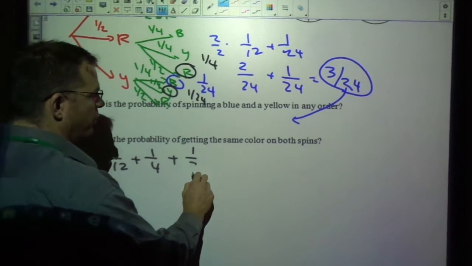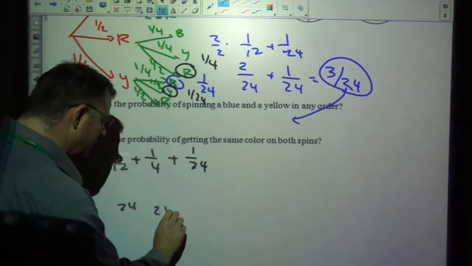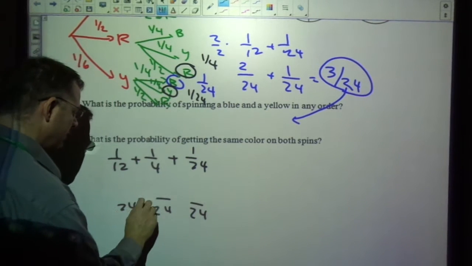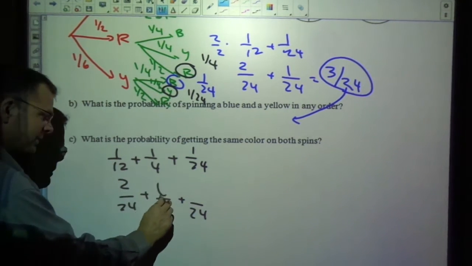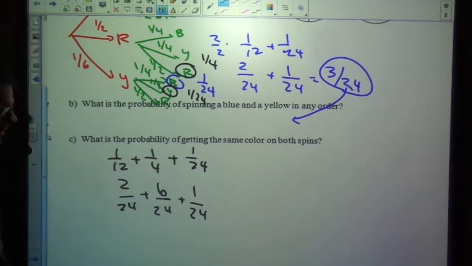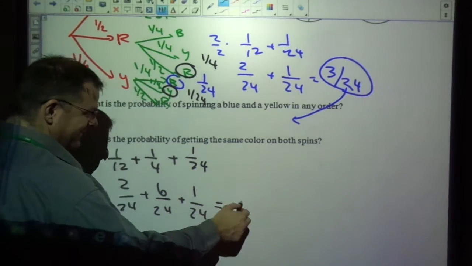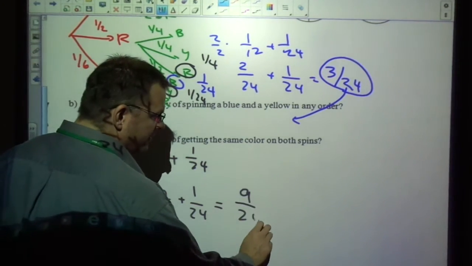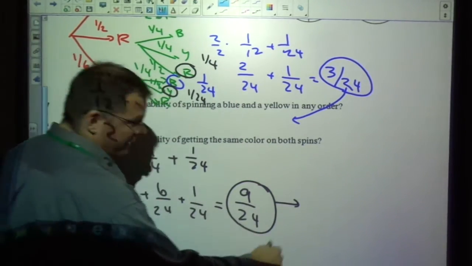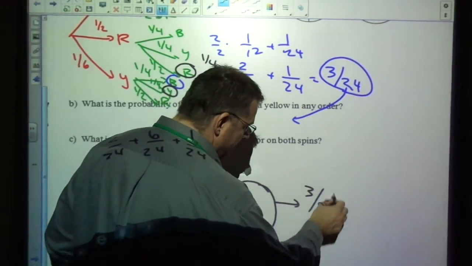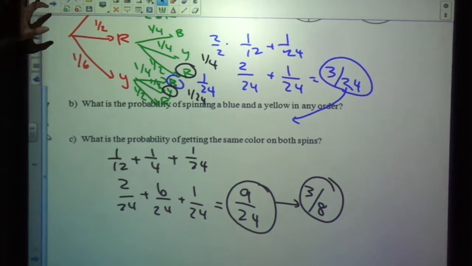Yellow-yellow is 1/24. So we need to change these all to 24ths again, so we have a common denominator. And then remember, we just change these times 2's, times 6, times 1. Now we add the tops. 2 plus 6 plus 1 is 9. Keep the bottoms the same. Oh, I can actually simplify this if I divide by 3 and divide by 3. That gives me 3/8. So there's my answer for the same color.